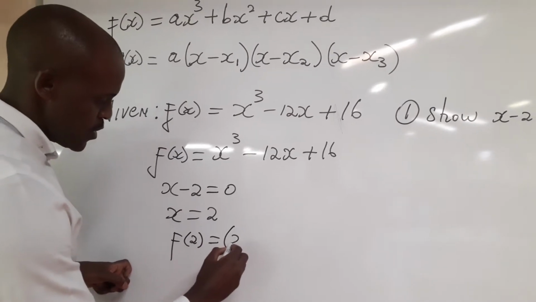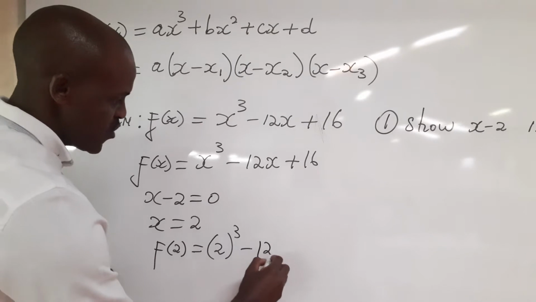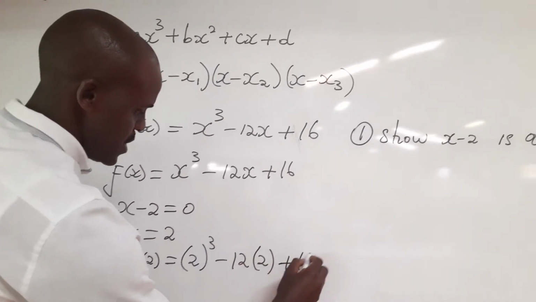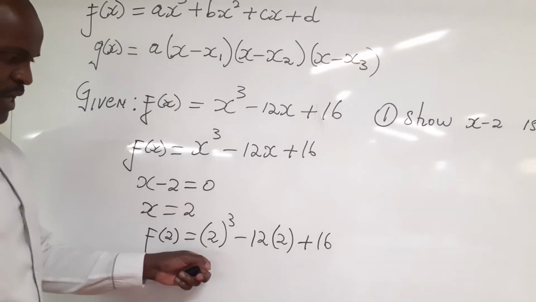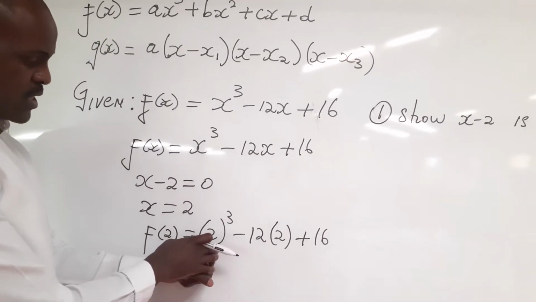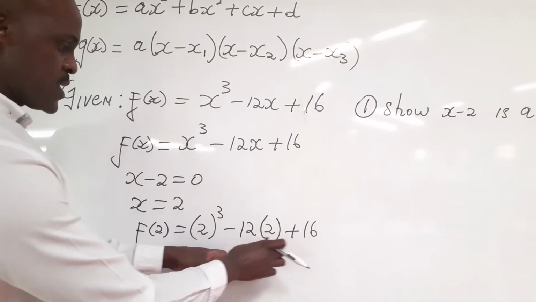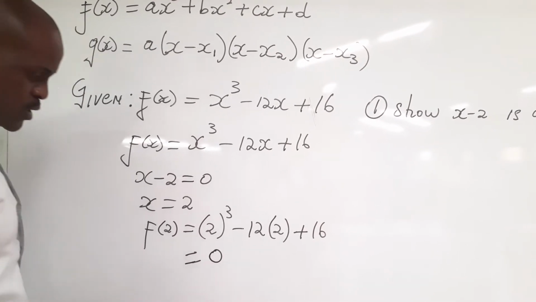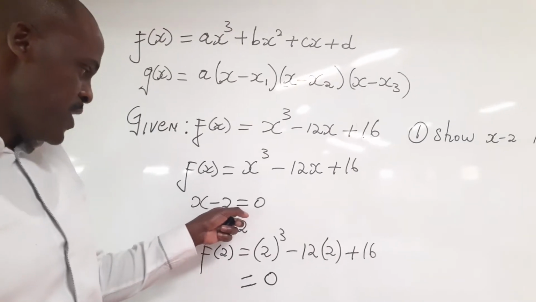equals 2 cubed minus 12 times 2 plus 16. And then the answer here, it will be 8 minus 24, that is minus 16. Minus 16 plus 16, that will give us 0. So our remainder is 0. That means x minus 2 is a factor.